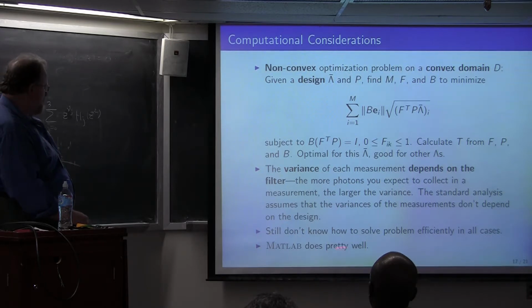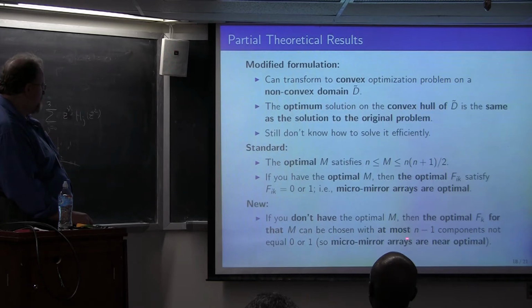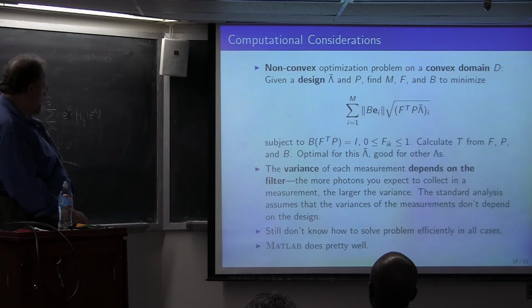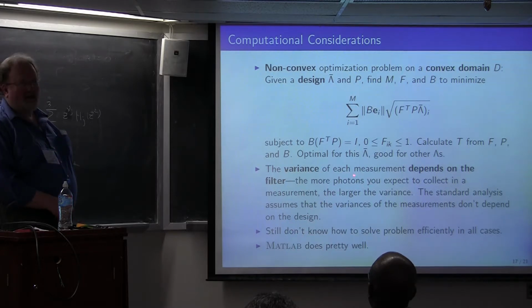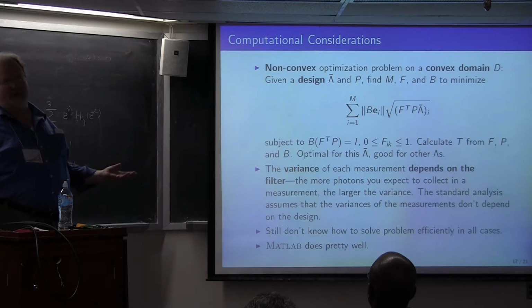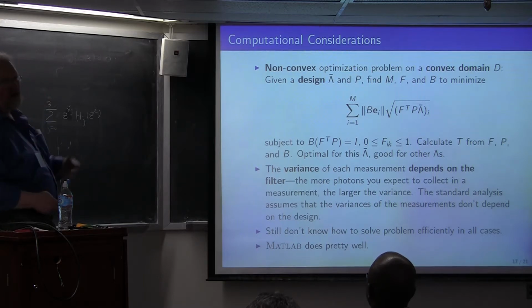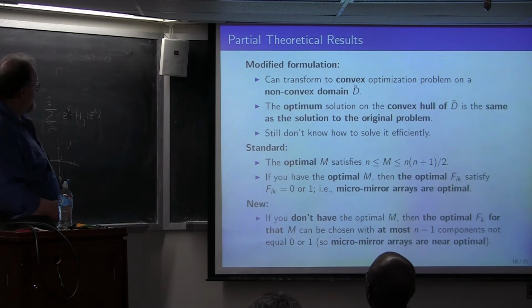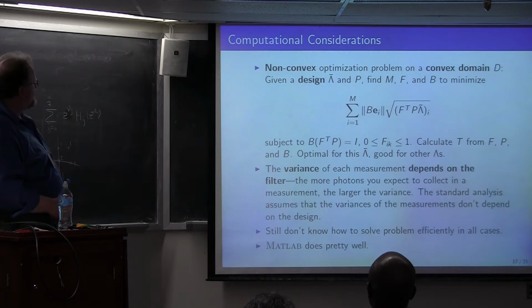We don't know how to solve the problem efficiently in all cases, and MATLAB does pretty well. You hand it to fmincon, you get pretty good numbers. Really, chemists aren't interested in optimal, right? They just want good. I'm not interested in optimal either. I want good. Okay, so here's some partial theoretical results. We can transform it. So this was a non-convex problem on a convex domain.